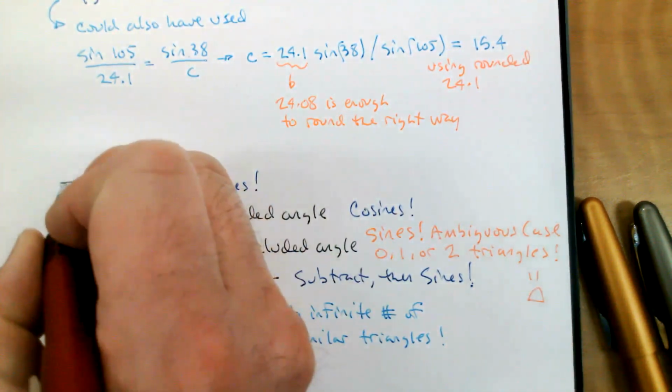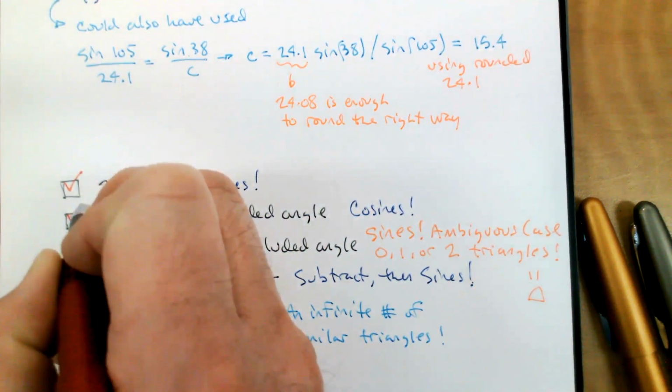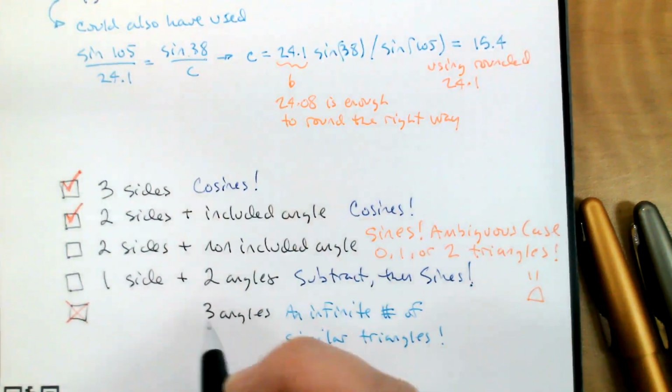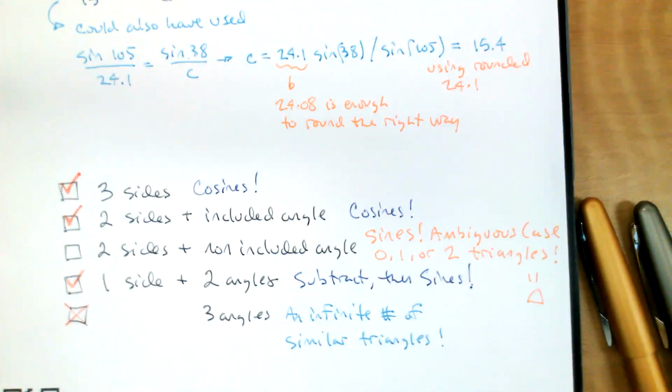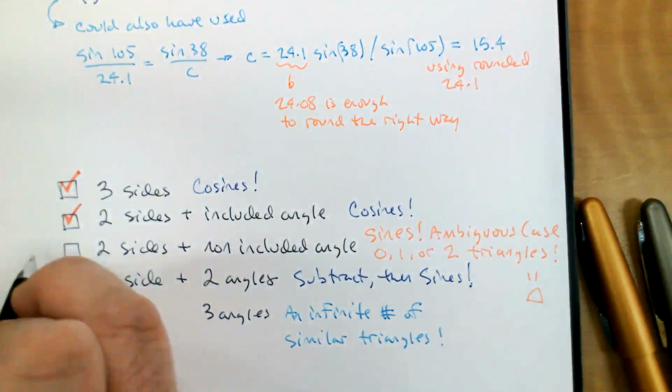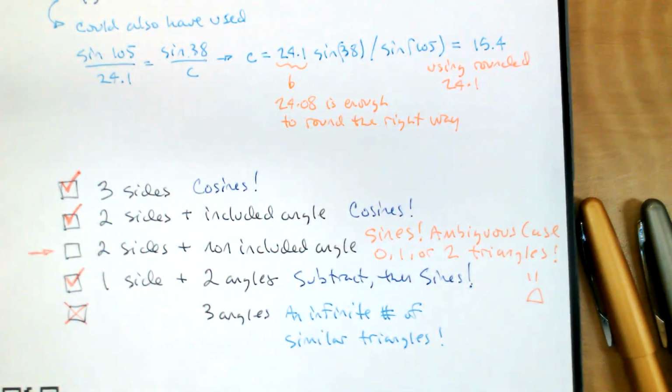So we have talked about the law of cosines for 3 sides, the law of cosines for 2 sides and the included angle, and 1 side plus 2 angles. That's the law of sines, subtraction, then the law of sines. So the last one left is 2 sides and an angle that's not included. So this means that we're going to have to use the law of sines. But something weird happens in this case, which is why I saved it for last.